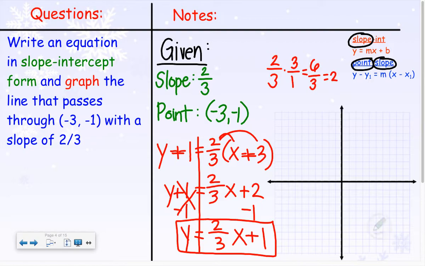Now if I want to graph this, 1 is my y-intercept. Rise 2, run 3, rise 2, run 3, rise 2, run 3. Let's check and see if we're right. Up 2 over 3, up 2 over 3, up 2 over 3. Does my line go through the point (-3, -1)? Yes, it does.